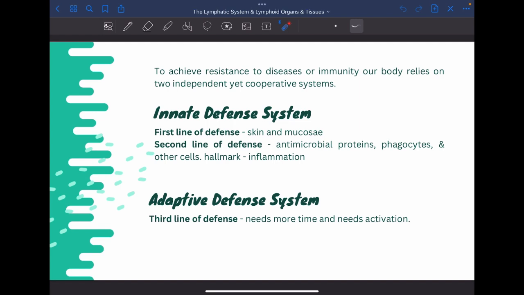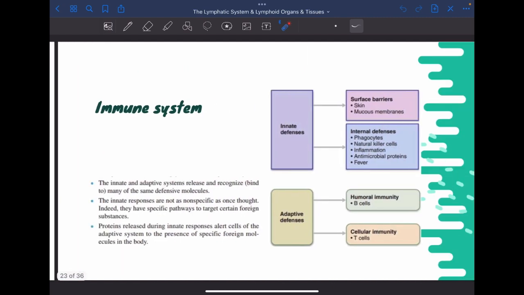The first line of defense is your skin and the mucous membrane. And then the second line of defense, which both fall under the innate immunity, is basically the cellular component and the chemical mediators. And the hallmark of it is inflammation, and we'll understand what exactly inflammation is and how it happens.